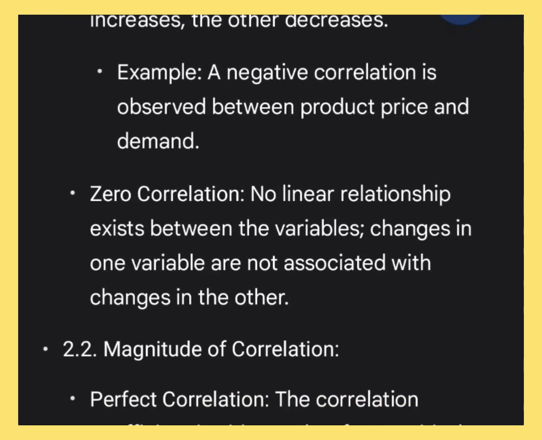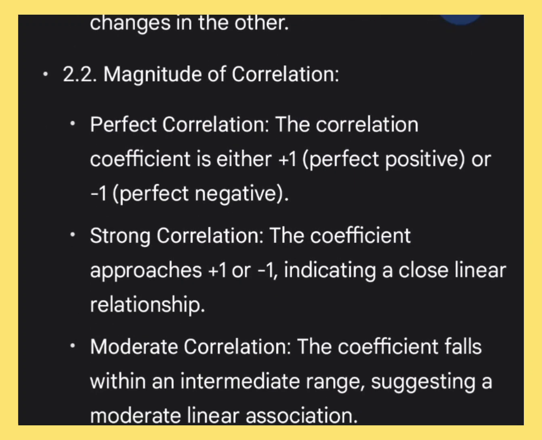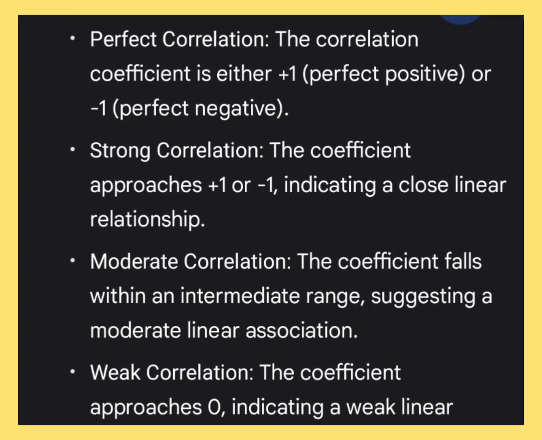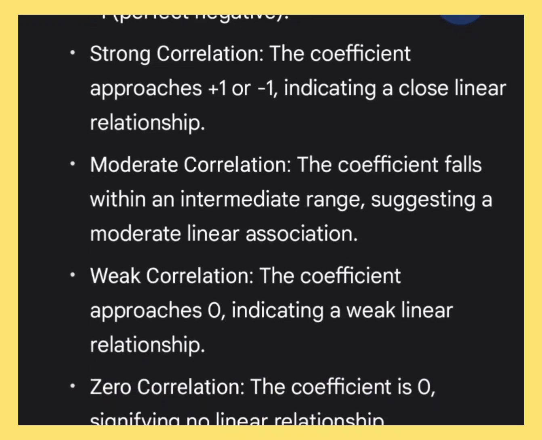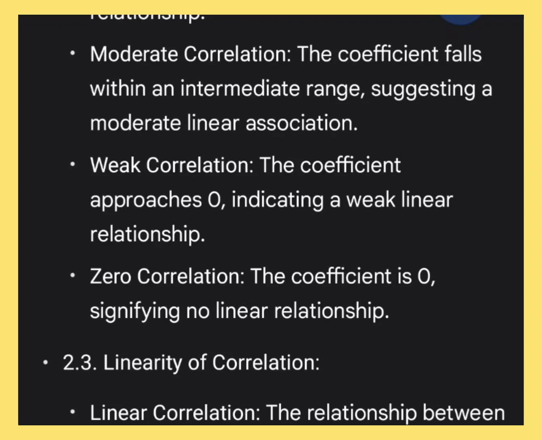2.2. Magnitude of correlation. Perfect correlation. The correlation coefficient is either +1, perfect positive, or -1, perfect negative. Strong correlation. The coefficient approaches +1 or -1, indicating a close linear relationship. Moderate correlation. The coefficient falls within an intermediate range, suggesting a moderate linear association. Weak correlation. The coefficient approaches 0, indicating a weak linear relationship. Zero correlation. The coefficient is 0, signifying no linear relationship.